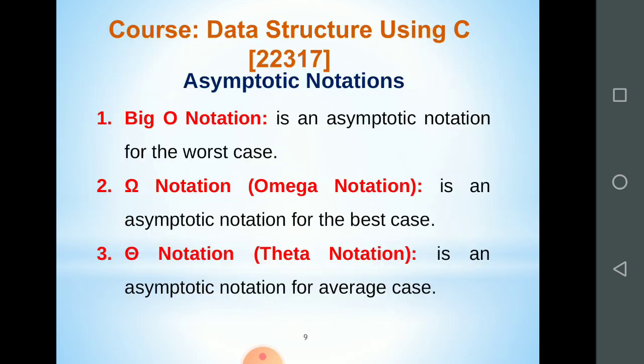There are three types of notations. The first one is the big O notation. It is the asymptotic notation for the worst case. When we are calculating the complexity of an algorithm, for the worst case it is big O notation, for the best case it is omega notation, and for the average case it is theta notation. Generally we use only big O notation. We calculate the worst case complexity for all algorithms, so normally we use big O notation.